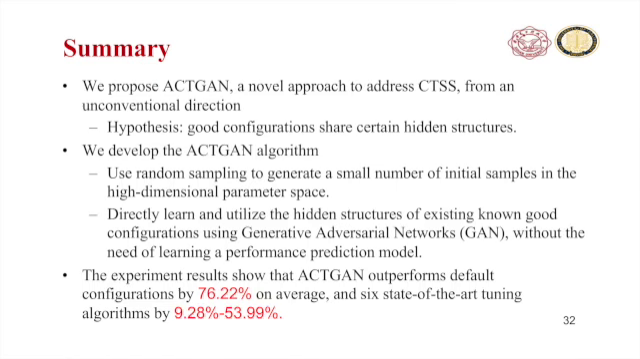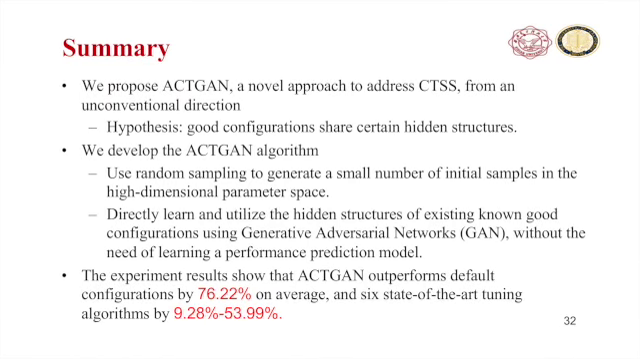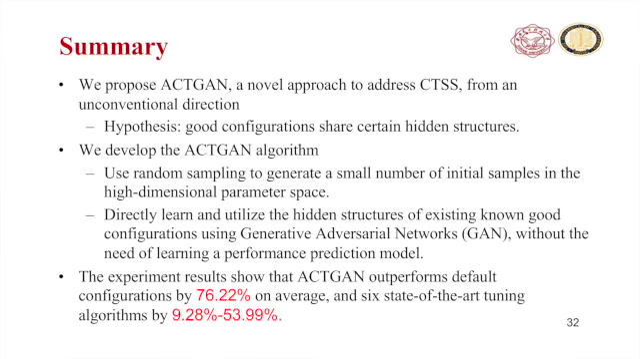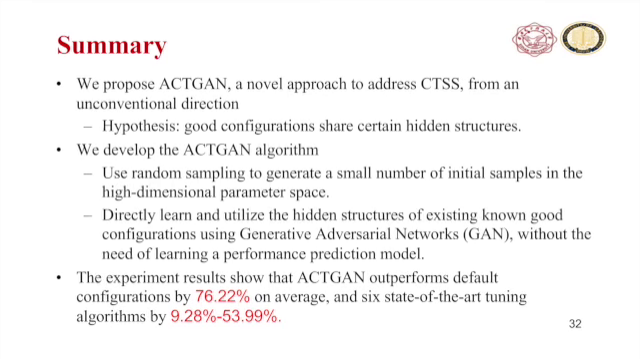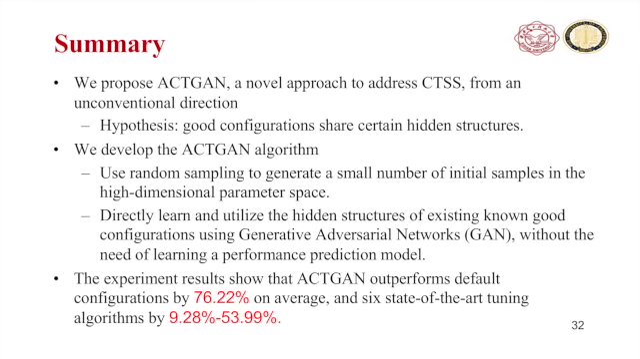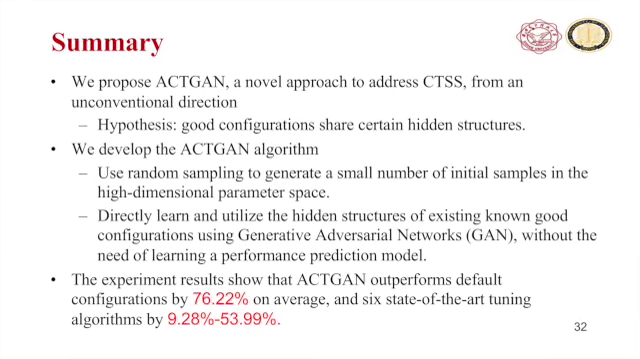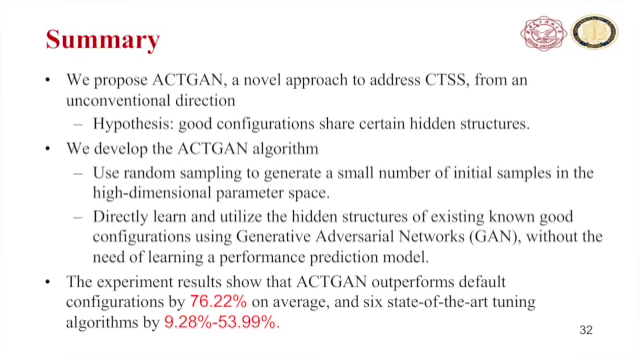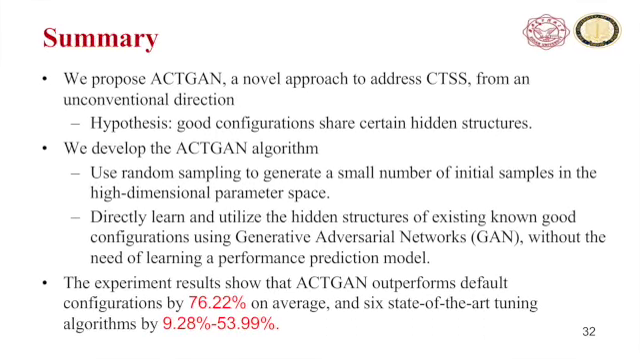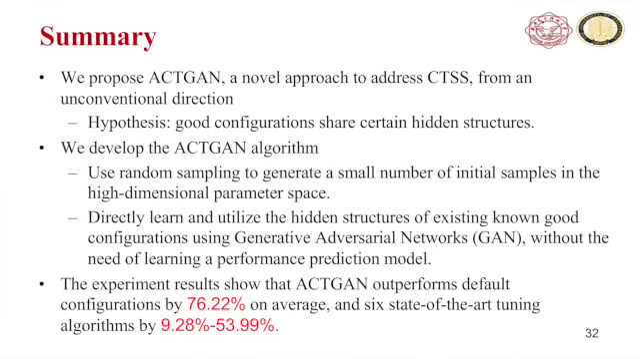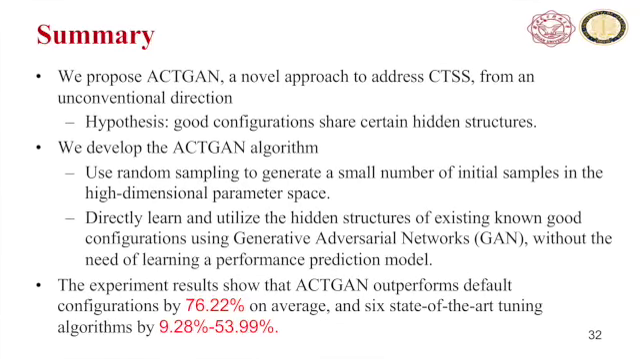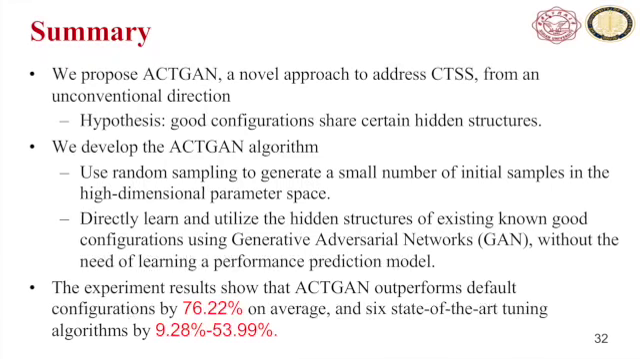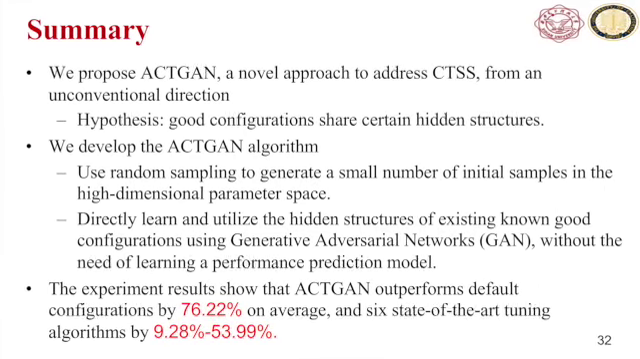So the summary: we propose ActGAN, a novel approach to address the CTSS problem from an unconventional direction. Our hypothesis was that good configurations share certain hidden structures. So we developed the ActGAN algorithm. We use random sampling to generate a small number of initial samples in a high dimensional parameter space. They directly learn and utilize the hidden structure of existing well-known good configurations using a generative adversarial network (GAN), without the need for learning a performance prediction model.